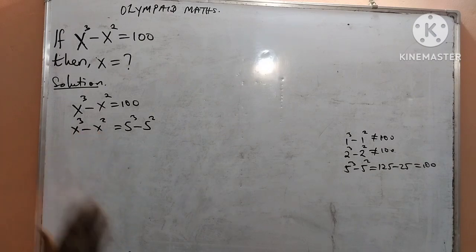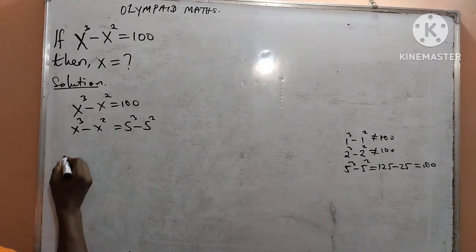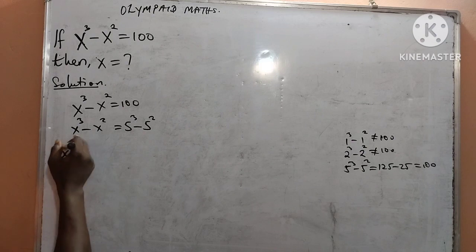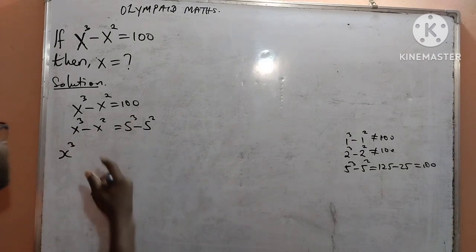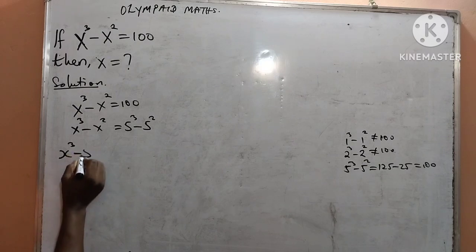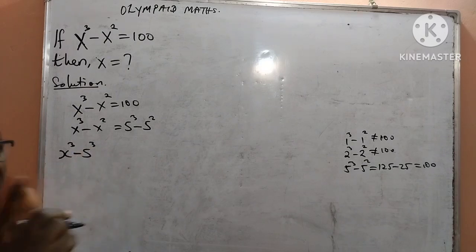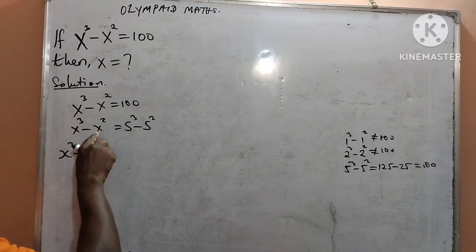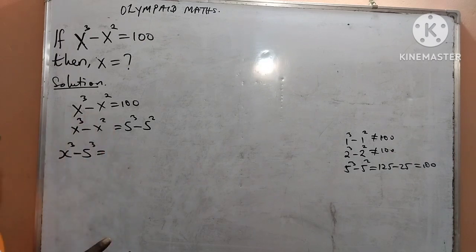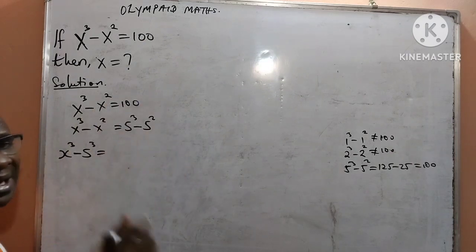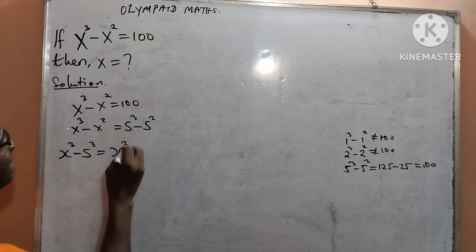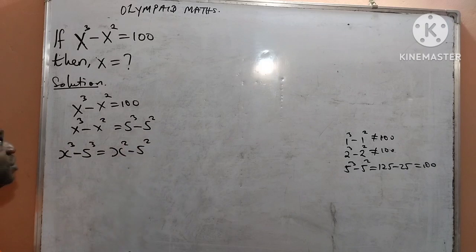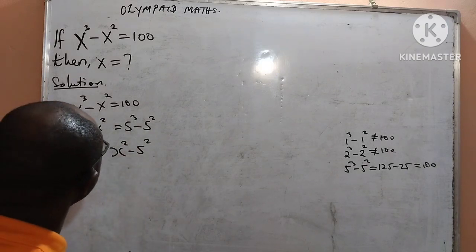At this point, what I want to do next: I have x raised to the power 3 by the left. I will move 5 raised to the power 3, which is by the right, to the left, to give me minus 5 raised to the power 3. Also, from the left hand side, I have minus x raised to the power 2. I want to move it to the right hand side so that it becomes x raised to the power 2 positive, and I still have minus 5 raised to the power 2. This is where I am now.